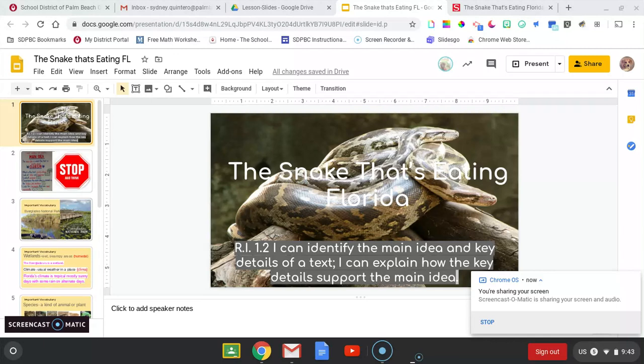Hello, everybody. So today we're going to be reading a creepy, crawly story. And the story that we're going to be reading is from our Storyworks Junior magazines. And the story is called The Snake That's Eating Florida. I don't know about you, but that just gives me the heebie jeebies just thinking about it.